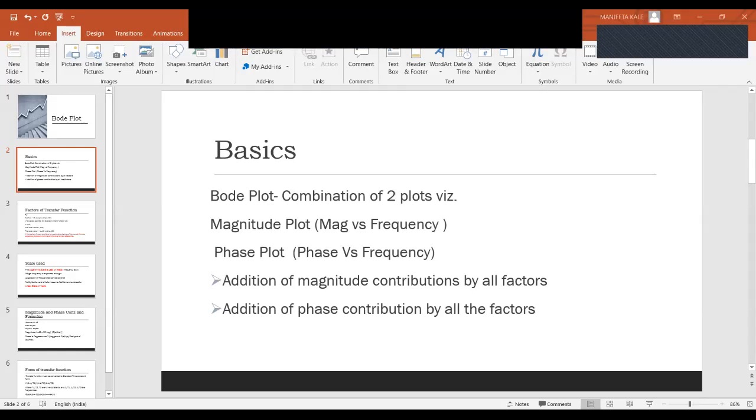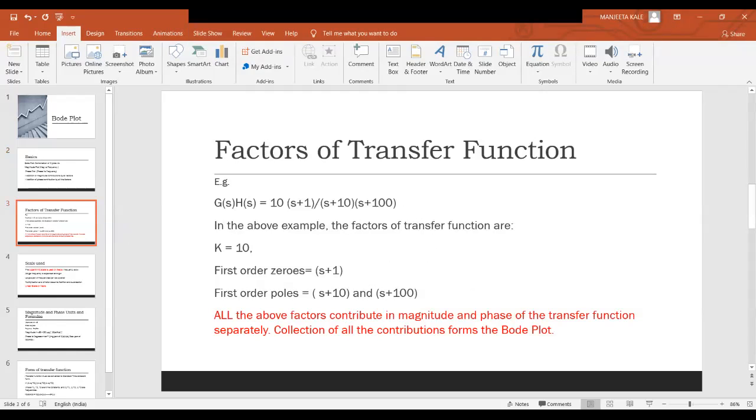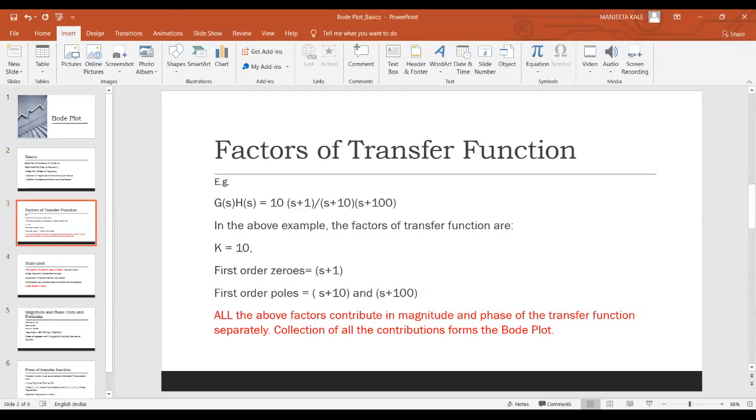Now the factors of the transfer function. When I say that it is the addition of all the contributions of magnitudes and phase, we need to understand what the factors of the transfer function are. The example is given on the slide. G(s)H(s) is equal to 10 into (s plus 1) upon (s plus 10) into (s plus 100). Now in the above example, the factors of the transfer function are K equal to 10. This is a separate factor.